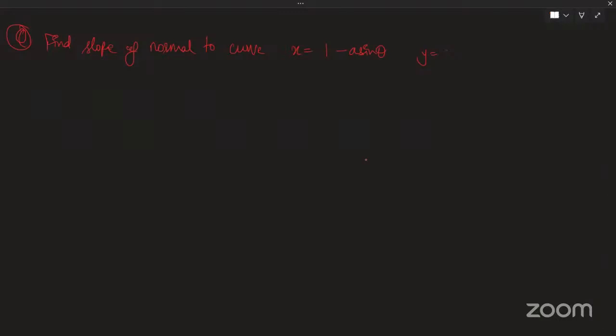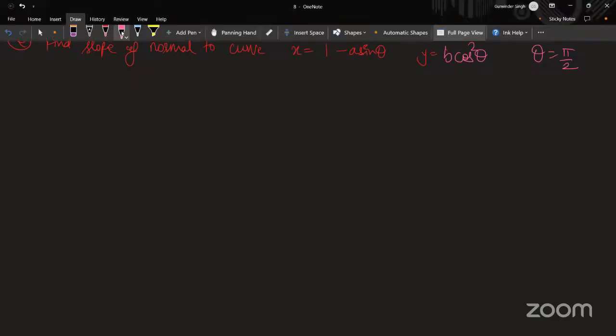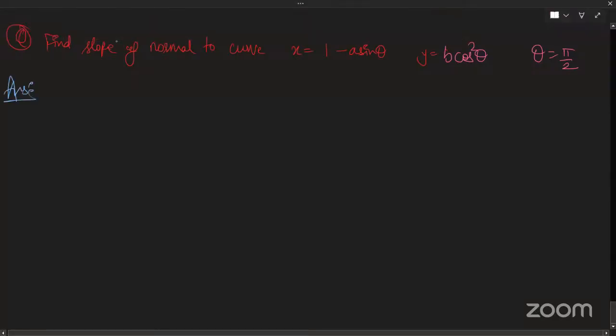Fine. So x is 1 minus a sin theta, y is b cos square theta. And the value of theta is given again pi by 2. So it is asking you what will be the slope of the normal. Just find the slope of the normal. Can you tell what will be the value of x dash theta? Differentiate. Minus a cos theta. And what about y dash theta? How do you differentiate b cos square theta?